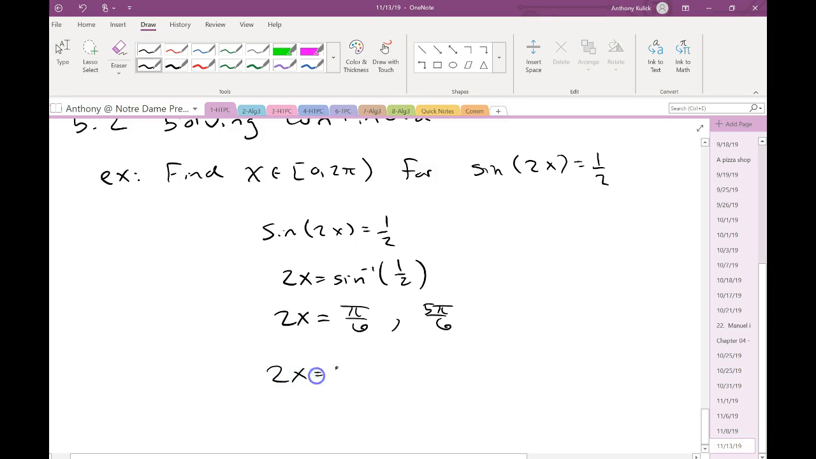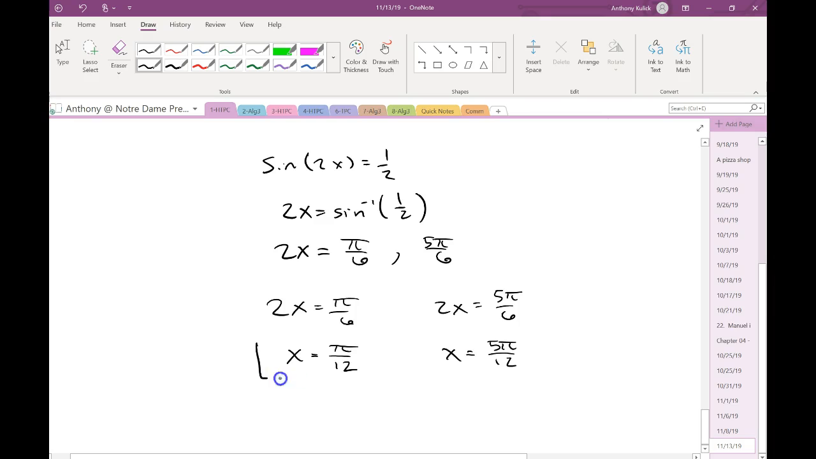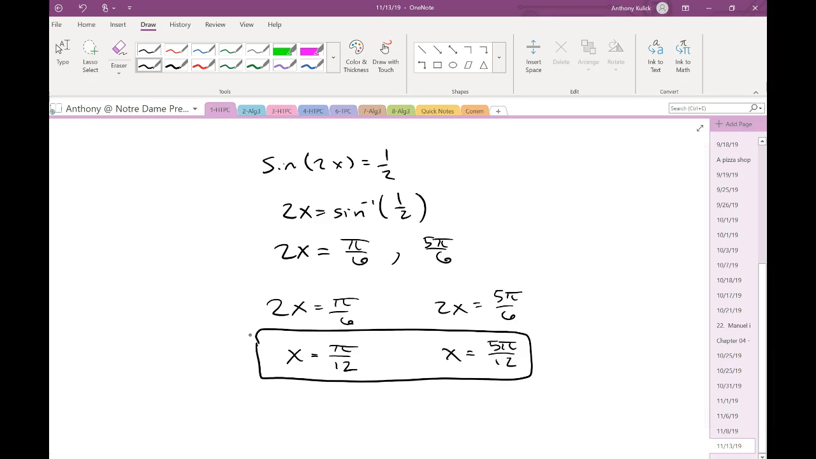Okay. So that's going to give me two equations now. So when I multiply both sides by 1/2, I'm going to get that. Everybody okay there? Okay. So here it doesn't seem like that big of a deal, right?